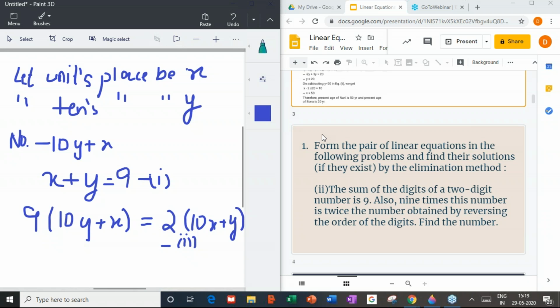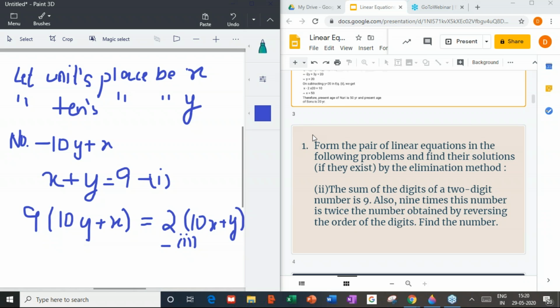Anshika, yes. Manasvi, it's not 10y plus x because 10y plus x is the number. And the question is saying that the sum of the digits of a two-digit number is 9. So if you are talking about the sum of the digits, you don't consider the tens place or hundreds place. It will just be x plus y, right?